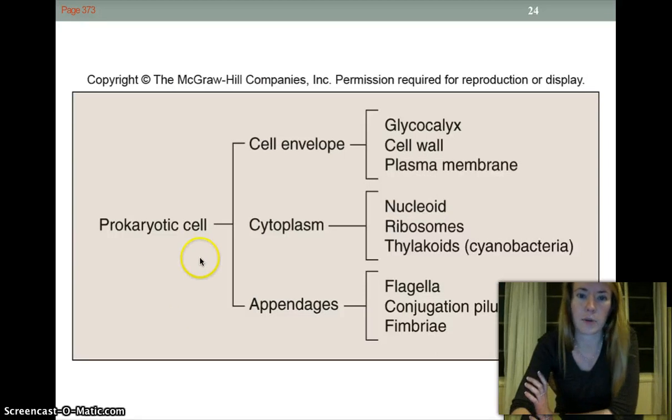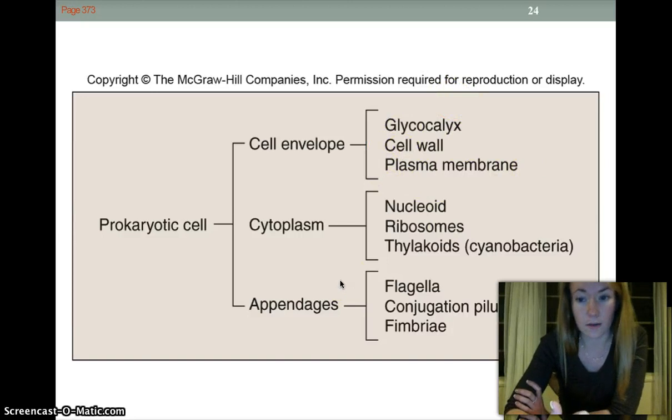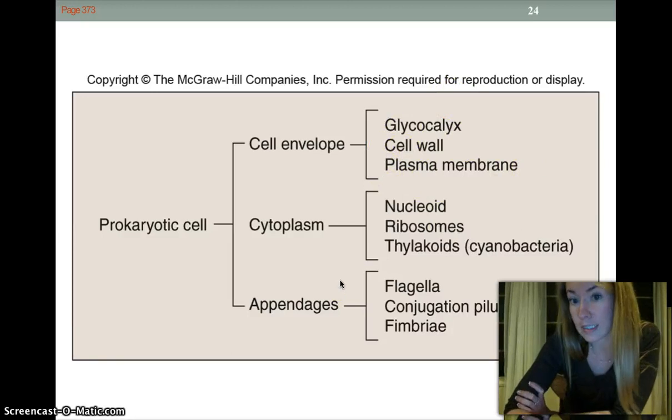So here are the different things. A prokaryotic cell has a cell envelope, which is made up of a glycocalyx, cell wall, and plasma membrane. The cytoplasm has a nucleoid, not a nucleus, but one spot where the DNA is.